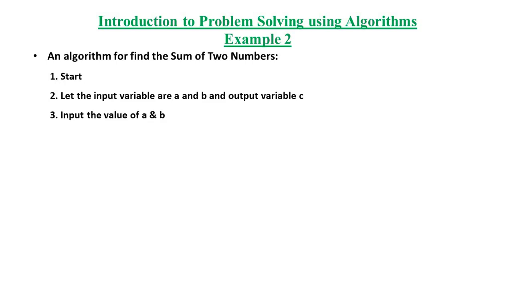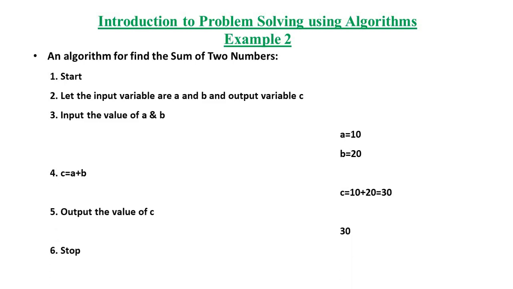Input the variables A and B. Suppose I have given A 10, B 20. Add these two numbers and give the result to C. So C is equal to A plus B. It becomes 10 plus 20 equal to 30. Print the value of C, which is 30, and stop the process.